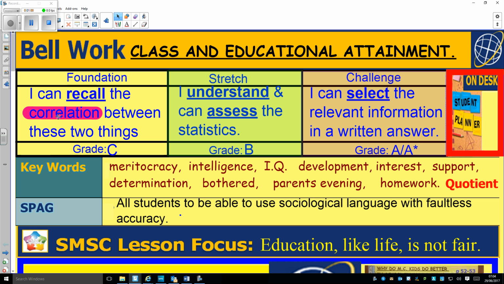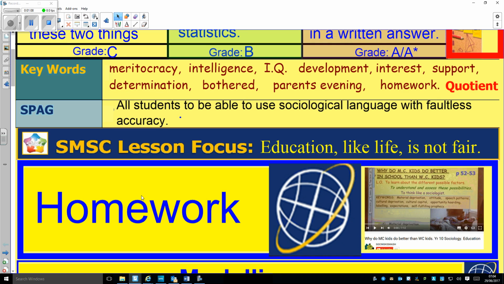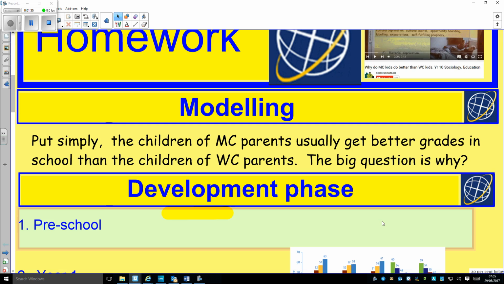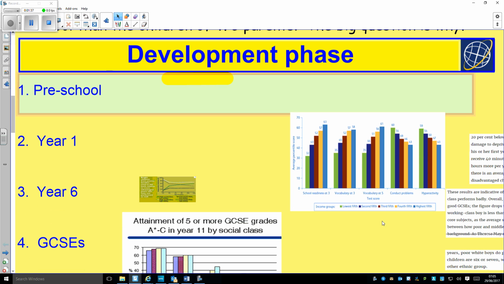So in this lesson, we're looking at the correlation between these two things, between class and educational attainment. What's the connection, the correlation? Put very simply, the children of middle-class parents usually get better grades in school than the children of working-class parents. It's not to do with IQ, it's not to do with intelligence, how clever, how smart somebody is. It's just about class. And the big question is why? So let's start off by looking at some evidence, because there's loads.